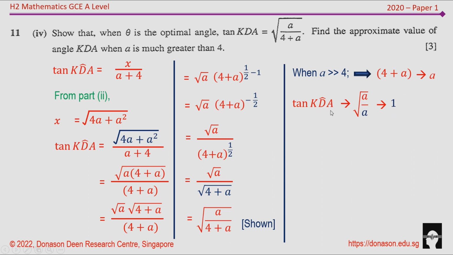At what value of KDA is the tangent of the angle going to become 1? Of course, 45 degrees. So therefore, KDA should be approaching arctangent 1, which is of course 45 degrees or pi over 4 radians. So the approximate value of the angle KDA when a is much greater than 4 is of course pi over 4. So that's the answer.